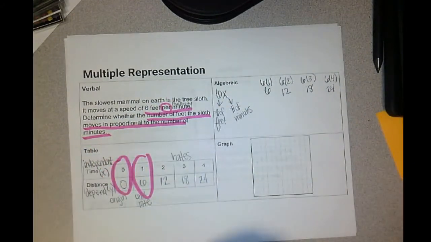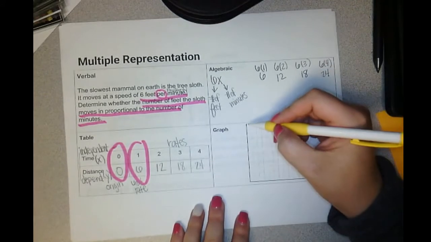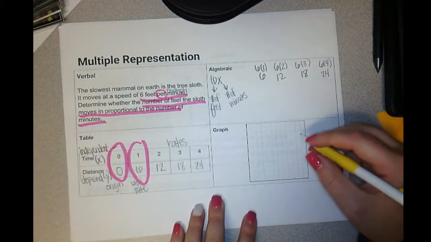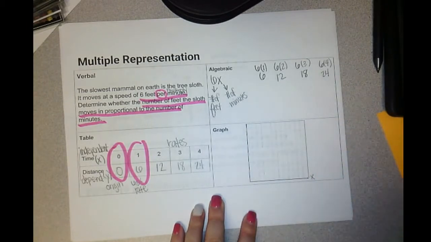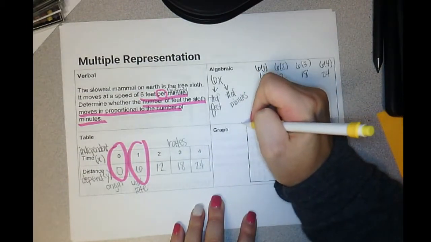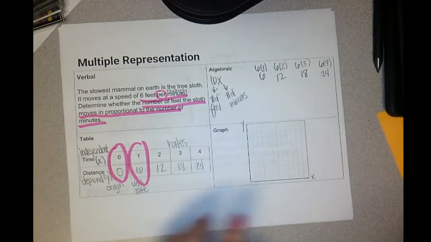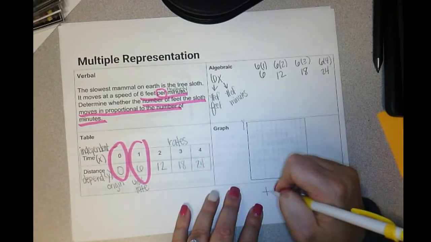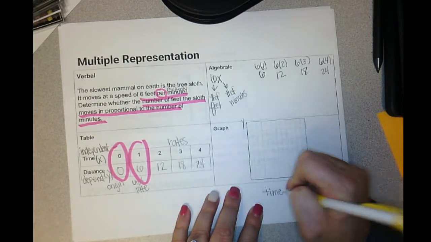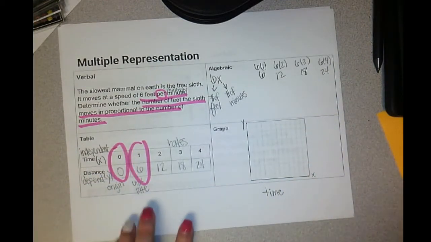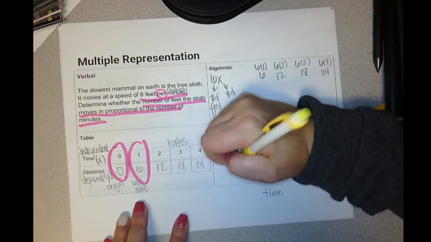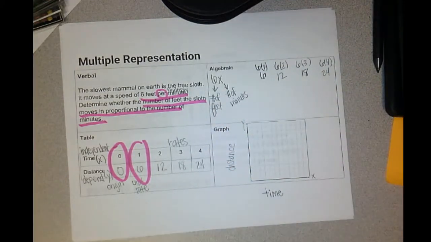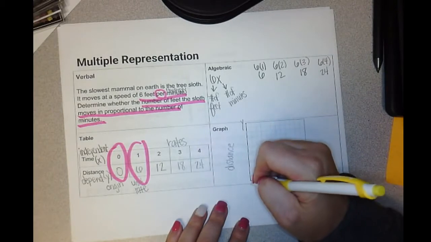Okay, so now in your graph you have a vertical and you have a horizontal. The horizontal is your x values and your y is your vertical values. So if you look, x represents time, so I'm going to label time down here. My y represents my distance, so I'm going to label distance right here. And then I'm going to put a 0.